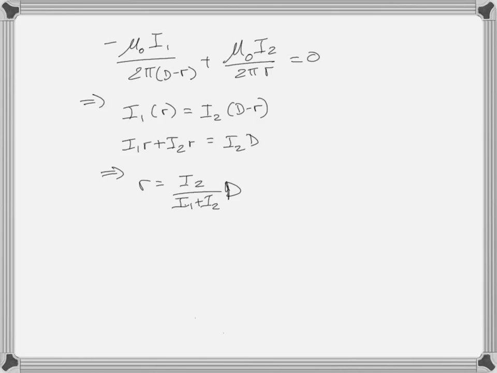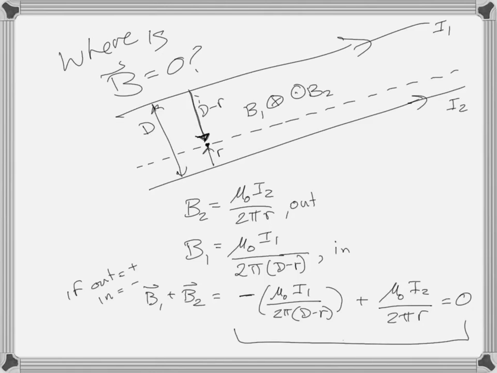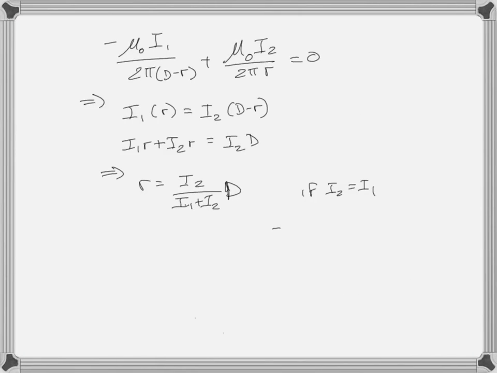Let's say, for example, if I2 equals I1, then we would think that if they're equal and the field cancels somewhere in between, then it probably cancels in the center. And if I2 equals I1, therefore r equals I2 over I2 plus I2 times d, which equals 1/2 d. Okay, that makes sense.